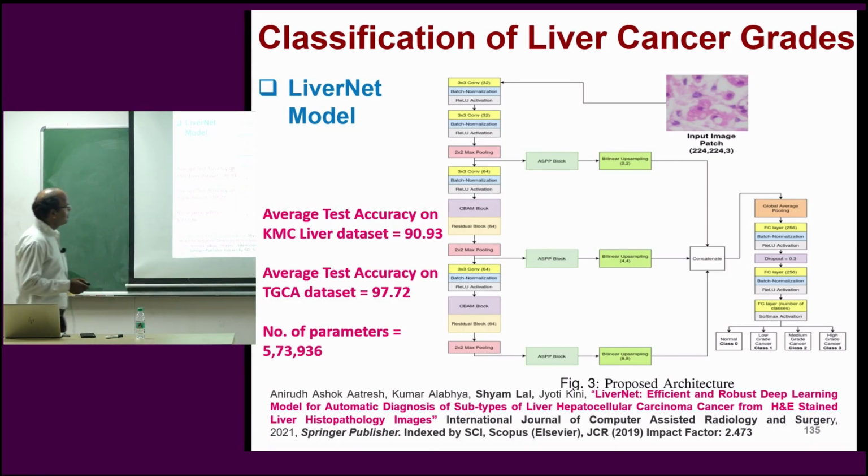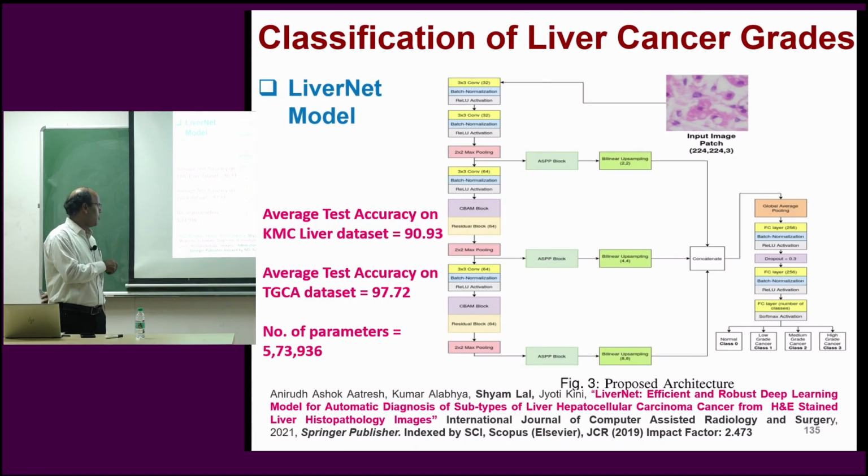So quickly, just 5 more minutes. This is a model which we have designed, you have already seen it as well, right? This model, the LiverNet model, gave an average test accuracy on the KMC data set of 90.93. The average test accuracy on the TCGA data set, TCGA is a public data set, right? We downloaded it and created the data set, which gave 97.72.